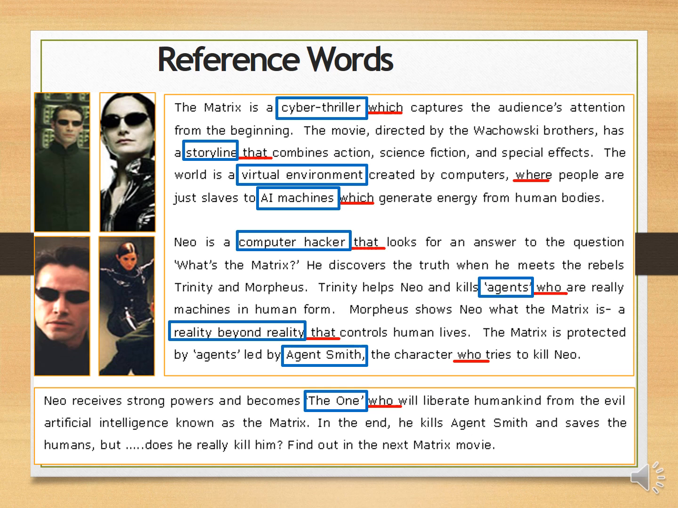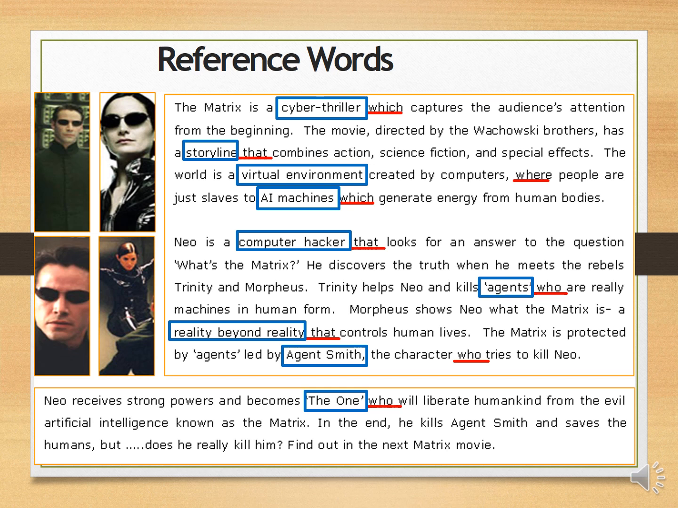The world is a virtual environment created by computers where people are just slaves to artificial intelligent machines which generate energy from human bodies. So where here is referring to where people are just slaves. Where is the place? Virtual environment. To artificial intelligent machines which generate energy from human bodies. So what generates energy from human bodies?